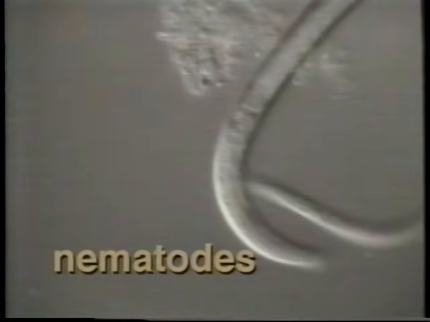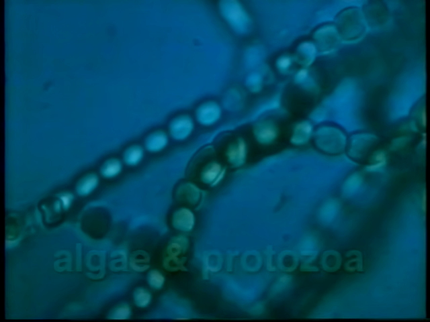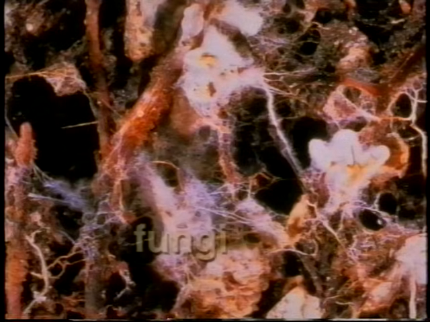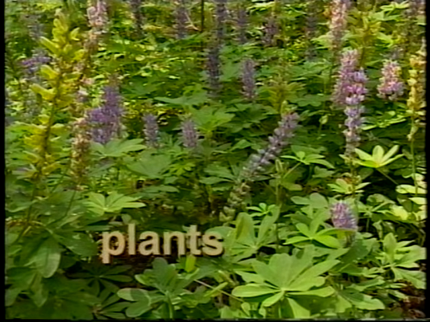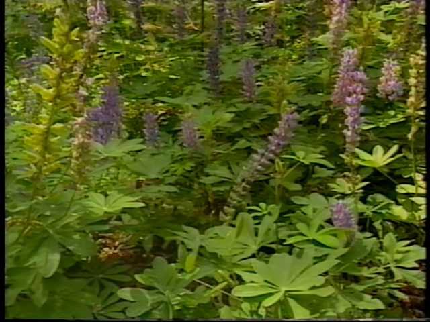They are microscopic and not visible to the naked eye. Nematodes, which are microscopic worms. Algae and protozoa. Many species of fungi. Actinomycetes. Bacteria and viruses, and plants. The list goes on and on. These organisms interact, and many depend on each other in some way. Many also exist in large numbers and multiply rapidly, so the soil is a very busy place.